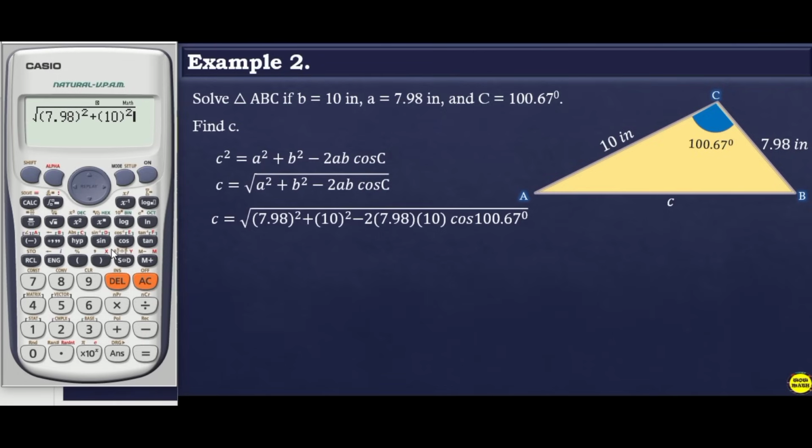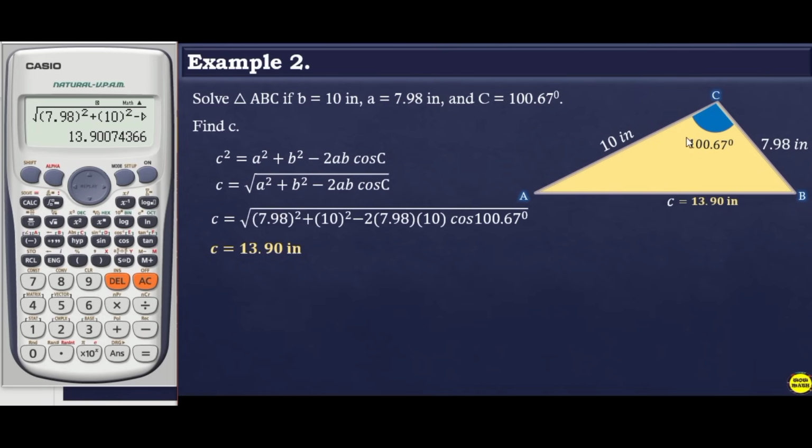Okay. Now, next natin, we have minus 2 times 7.98, close, open ulit. We have 10, close. And then cosine, sundan lang po natin yung ating nasa screen. Cosine 100.67. And then close. So, let's see. So, we have 13.90 inches. So, ibig sabihin, yung C po natin is equal to 13.90 inches.